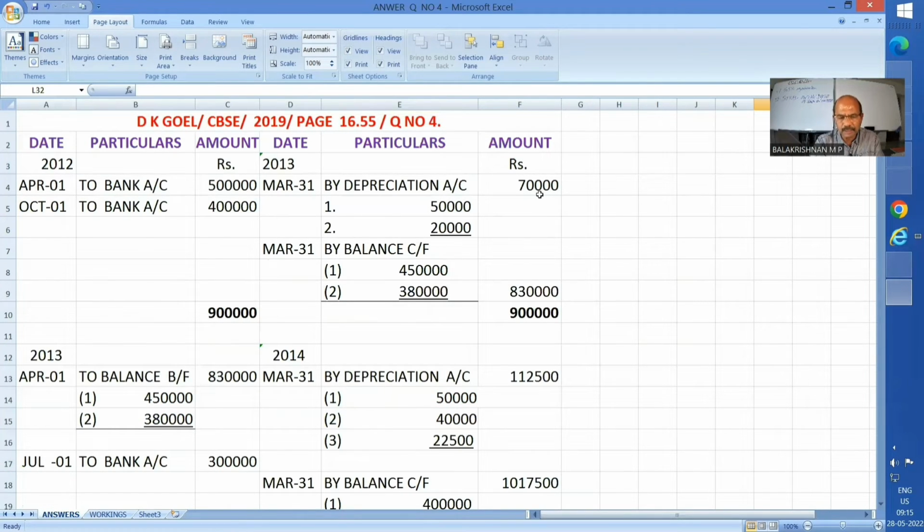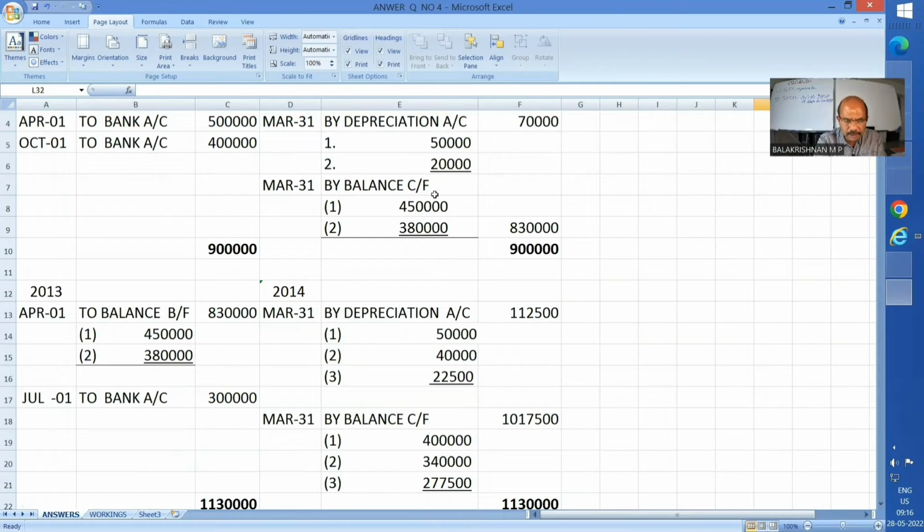Now I have to balance the account as usual. Total the heavier side, put it this side and find the difference. I find 8,30,000. Since there is more than one machine, breakup has to be shown. Yes, first machine, 5 lakhs minus 50,000, 4 lakh 50,000, 4 lakhs minus 20,000, 3 lakh 80,000. And that is equivalent to this one. Fine. Next one.